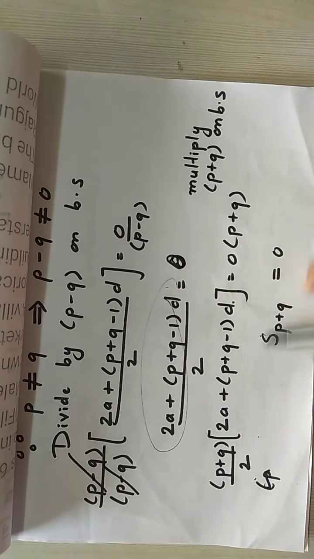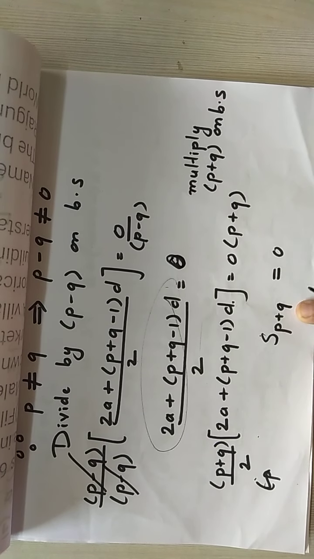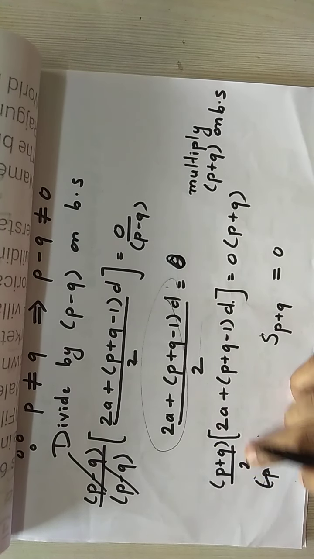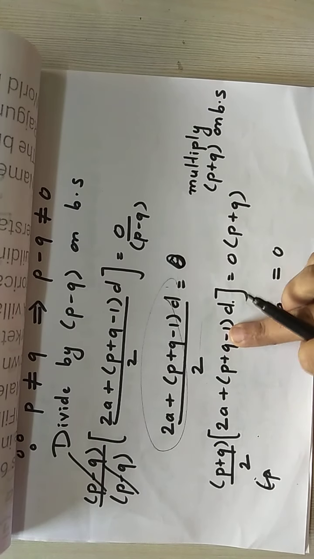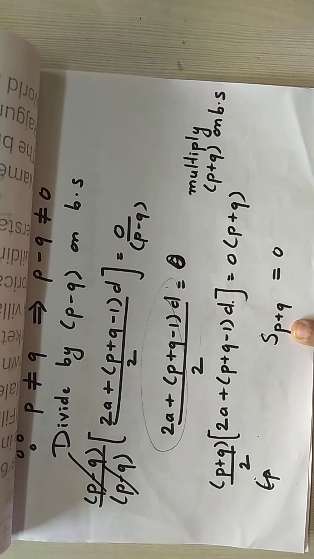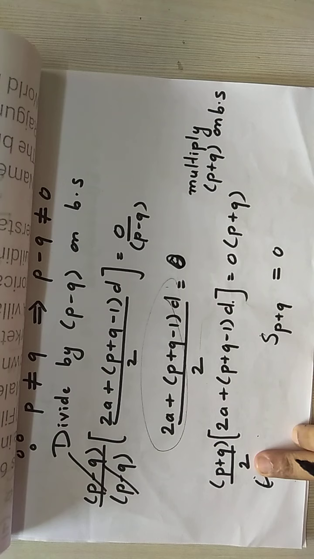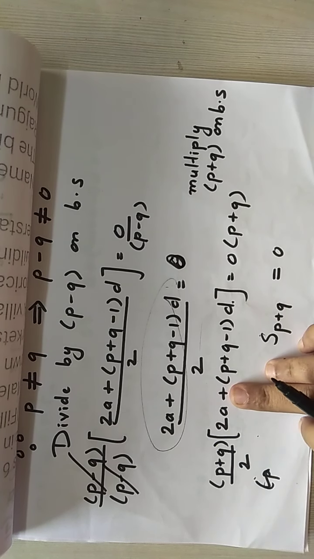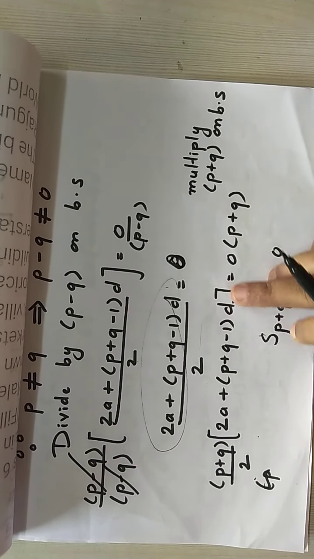Again when you see, this full thing is S of p plus q. The Sn formula is n upon 2 into 2a plus n minus 1 d. The S of p plus q formula will be p plus q upon 2 into 2a plus p plus q minus 1 d.